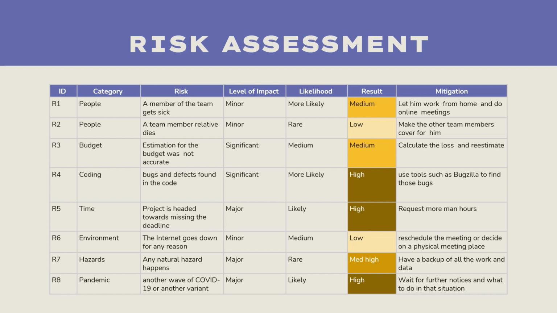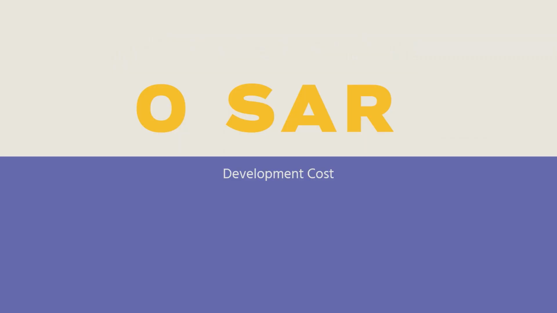And then we had the risk assessment, so we had varying categories of risks that we had to deal with based on their severity. And finally, we're going to talk about the cost, which is going to be, for the development, 0 riyals. The only cost would be the operational cost.